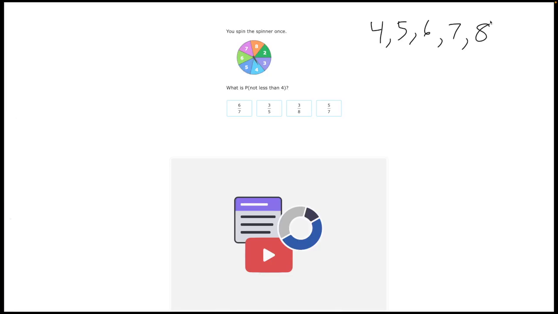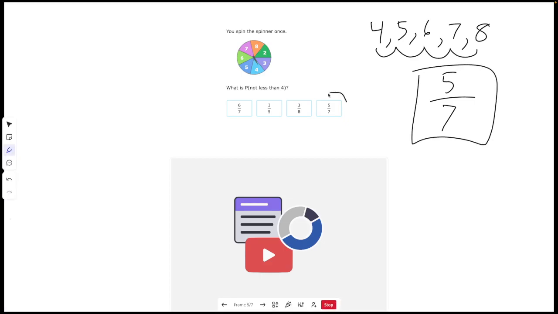So that's 1, 2, 3, 4, 5 numbers. 5 numbers out of the 1, 2, 3, 4, 5, 6, 7 numbers on the spinner. Don't get confused because there is no number 1 on this spinner, right? It's only the numbers 2 through 8. And so this is a 5 out of 7 chance. Final answer.